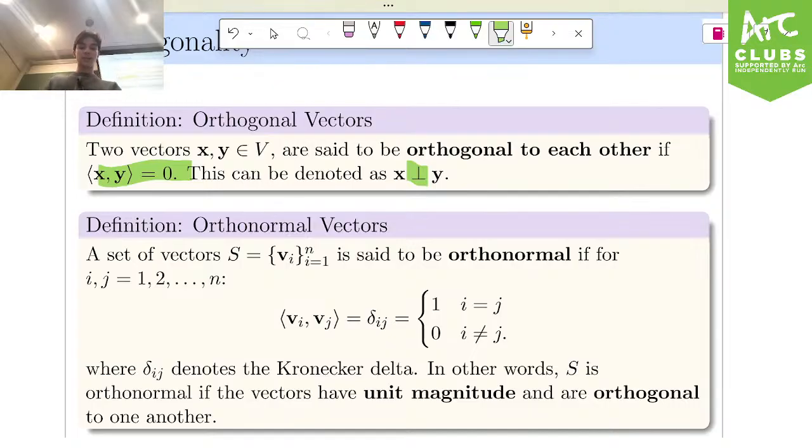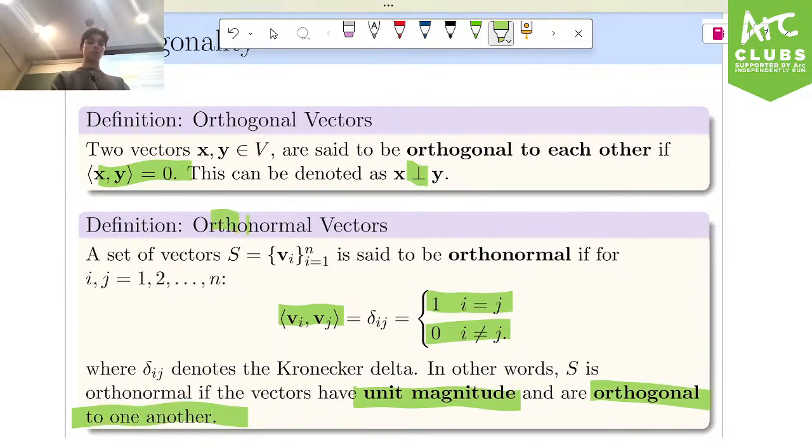Something similar for the concept of an orthonormal set, right? We say that a set of vectors S is orthonormal if the inner product of a vector from that set with itself is always 1, and the inner product of two different vectors from that set is always 0, right? So what this basically means is that all these vectors have unit magnitude and are orthogonal to one another, hence orthonormal.